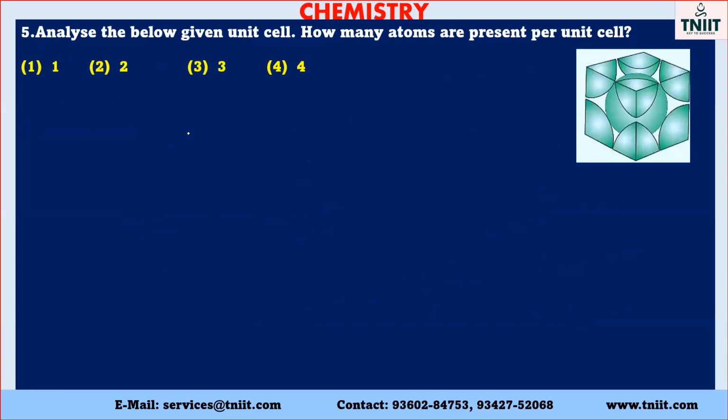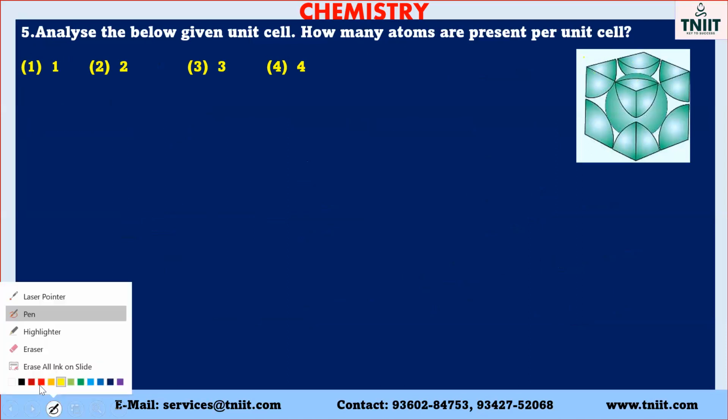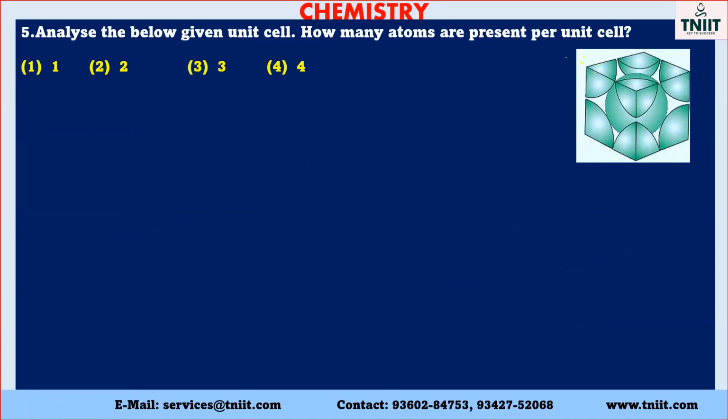The next question. Analyze the below given unit cell. How many atoms are present per unit cell? Analyze the given unit cell. How many atoms are present? Now, if you can identify very clearly, see, these are our corner atoms. These are our corner. Maybe I'll use a different color so that you can understand. This is a corner atom.